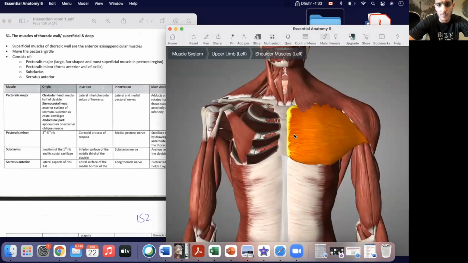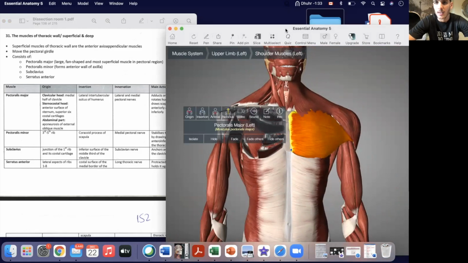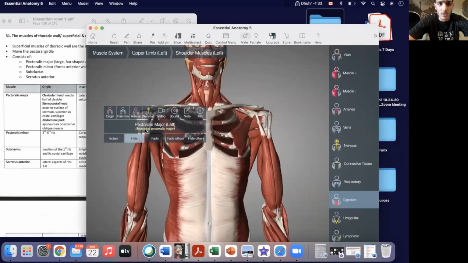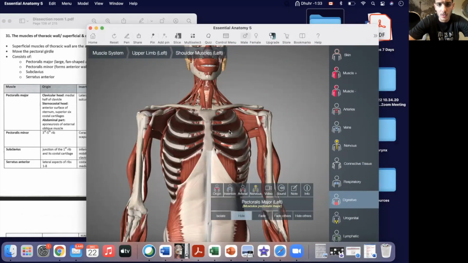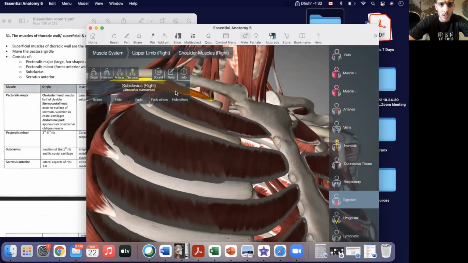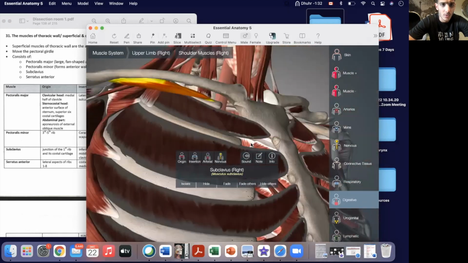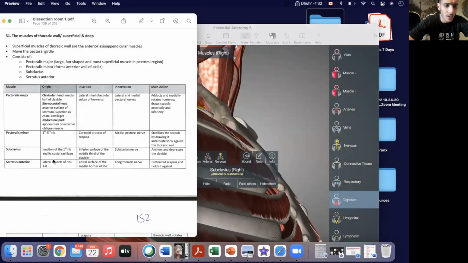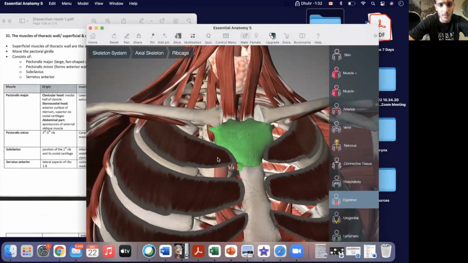So maybe let's just do this. Okay, and there. Probably now we can see it a bit more. So that's the subclavius muscle. It's the right one. The origin of this muscle is the junction of the first rib and its costal cartilage. The insertion is the inferior surface of the middle third of the clavicle. The innervation, close to its name, is the subclavian nerve, and the main action is to anchor and depress the clavicle. Very clear and nicely described.